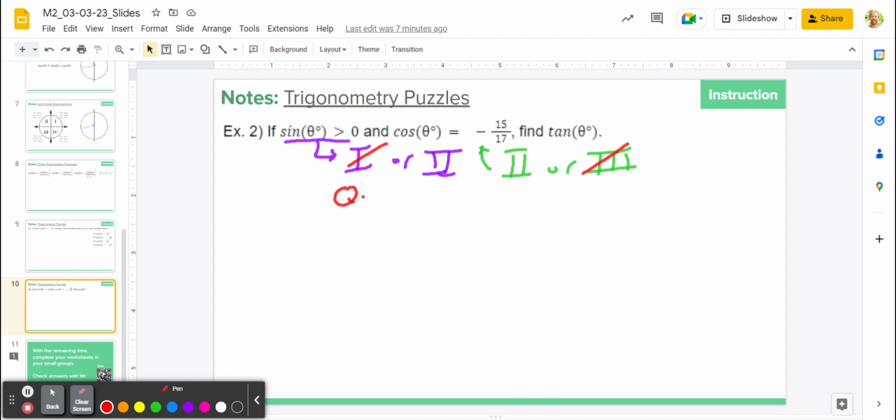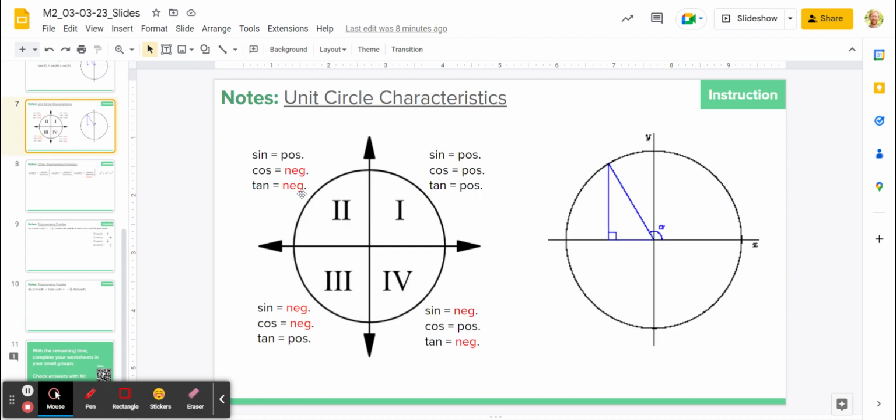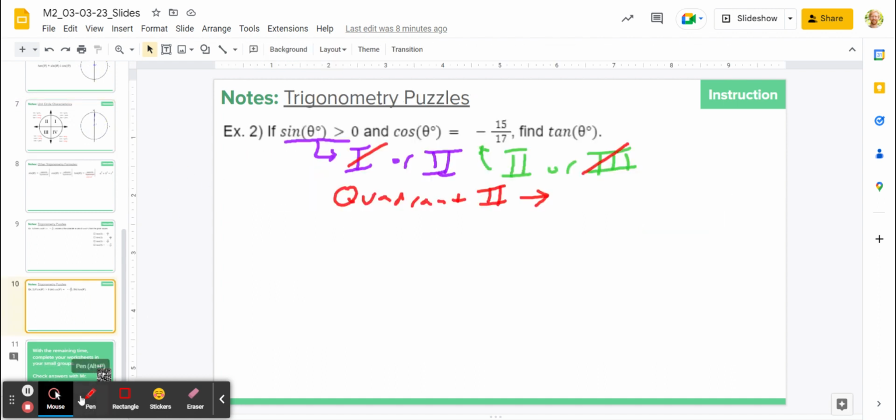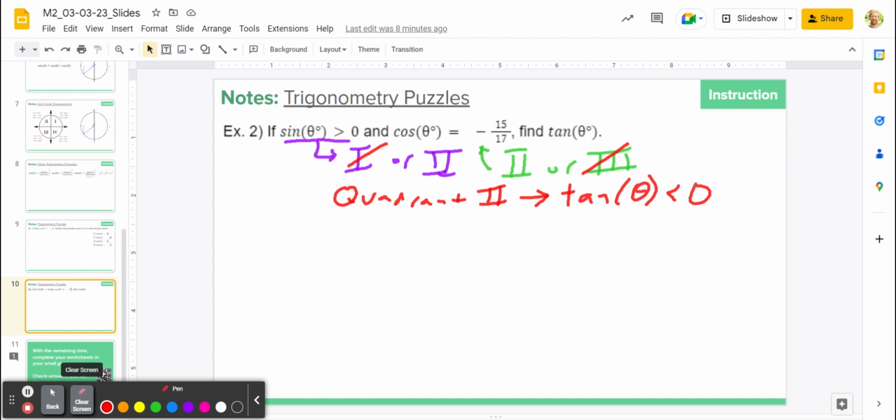So we know we're in quadrant 2, which means that our tangent function, if we jump back, our tangent function is going to be negative. So tangent is going to be less than 0, or negative. Then we want to figure out the actual numbers that are going to be used in tan. So let's draw a kind of sketch of what we know right now.